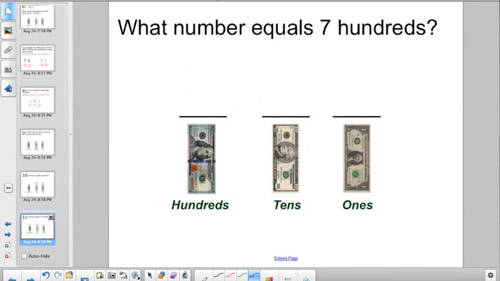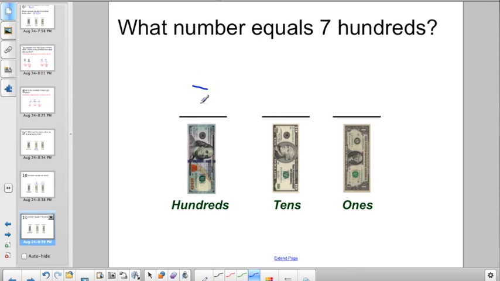Let's try it again. What number equals 7 hundredths? So just like we did in mental math, even if you can't figure it out, I saw everybody count the other day, right? 100, 200, 300, 400, 500, 600, 700.